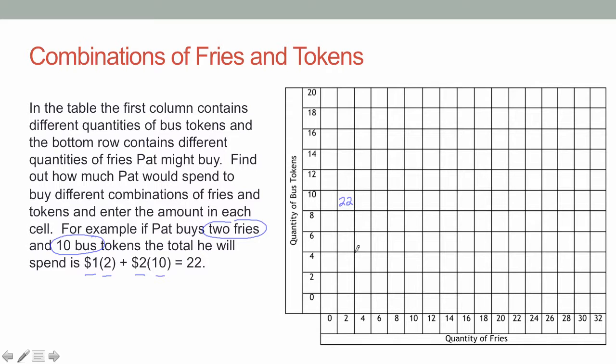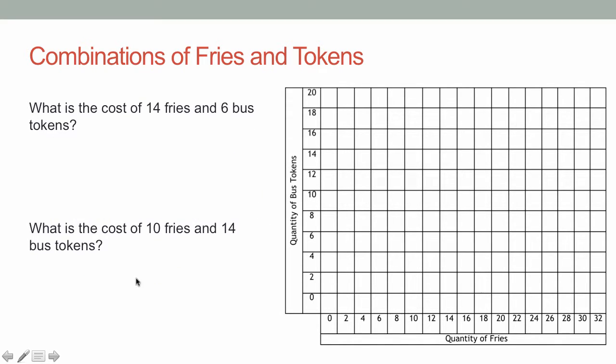That's how this chart can help us organize some things. Well, what is the cost of 14 fries and 6 bus tokens? Well, $1 per fry times 14 fries, but then I add to that 6 bus tokens. Each bus token was $2 times 6 tokens. That's going to be $14 for the fries plus $12 for the tokens. It's going to be a total of $26. So under here for 14 fries and 6 bus tokens, Pat's going to spend $26 for that hangout.